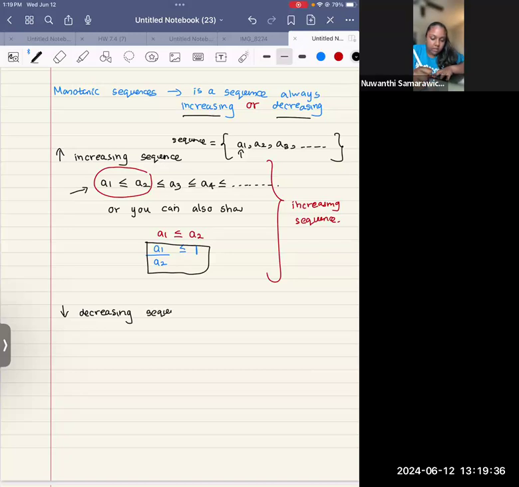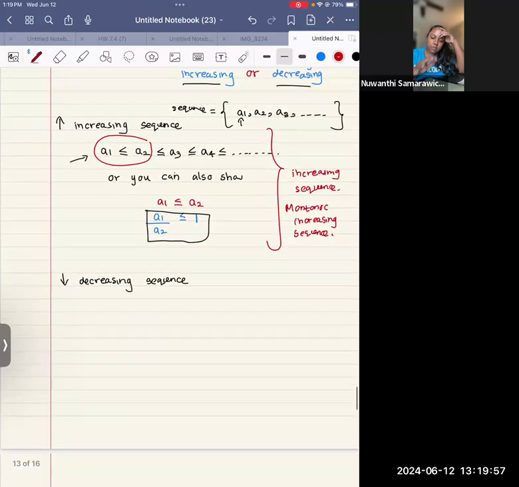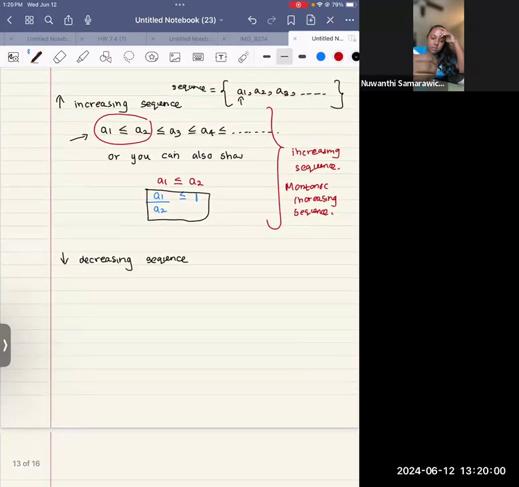Decreasing sequence. So in the previous one, because it is an increasing sequence, we can say this is also a monotonic increasing sequence, because it's only increasing, so it is monotonic. Decreasing means the first term is greater than the second term, and the second term is greater than or equal to the third term, like that. Always the next term is less than the previous one, so it's always less.